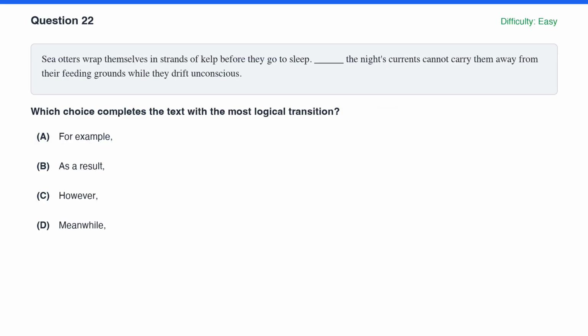Here's a transitions question, and we need the word that fits the blank. Sea otters wrap themselves in kelp before they fall asleep, and the blank opens the second idea, the part that tells us what all that wrapping actually accomplishes. So ask yourself, how does this second sentence relate to the first?